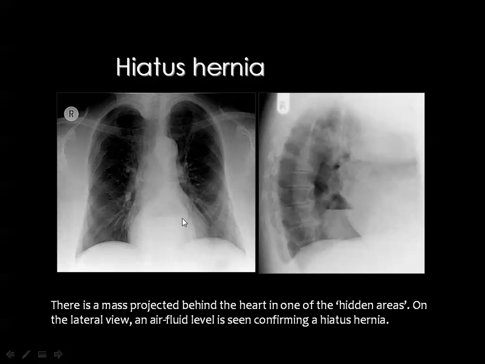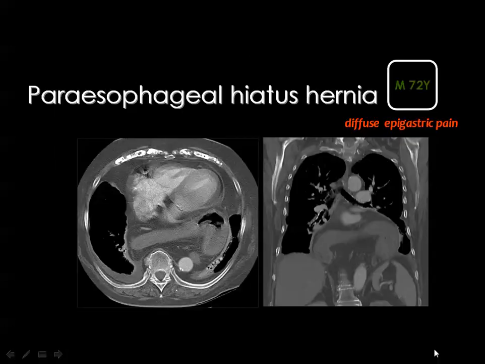And if you look carefully, you can see an air fluid level, denoting that this hernia is incarcerated and is not going up and down. It is incarcerated, and that's why it contains an air fluid level, which is also clearly seen in the lateral view, and this is the site of the hernia.